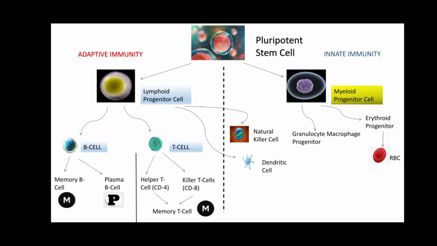If we look at the granulocyte part, the granulocyte progenitor can give rise to eosinophils, which get stained by acidic dye, basophils, which get stained by basic dye, or neutrophils, which don't get stained by either acidic or basic dyes. The macrophage part can grow into a monocyte. This monocyte can also get converted into a dendritic cell and also into a macrophage.